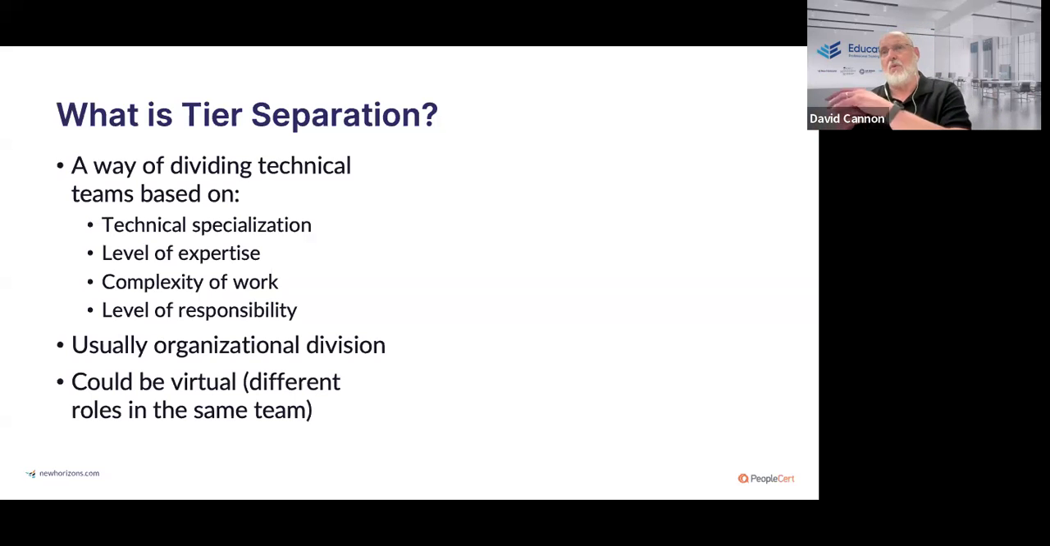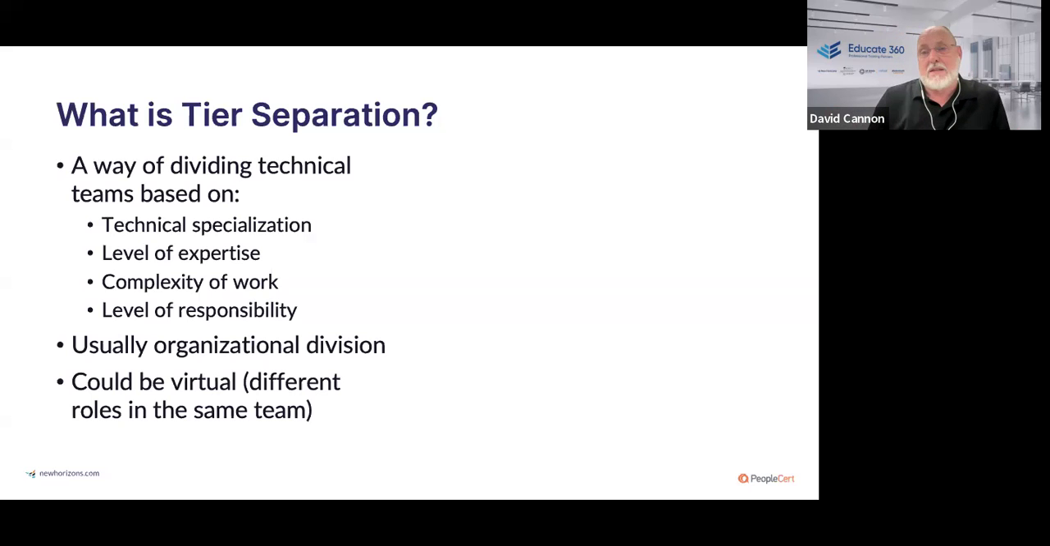So you may have one group that is supporting services in the cloud. You may have another one that's supporting on-premise servers. So there could be a number of ways that you divide up technology groups, and all of them have value. But when it comes to tier separation, you're making an additional division. You're not only dividing based on perhaps a technical specialization or a particular job that people are doing, you're also putting some level of expertise or some level of experience into the consideration.